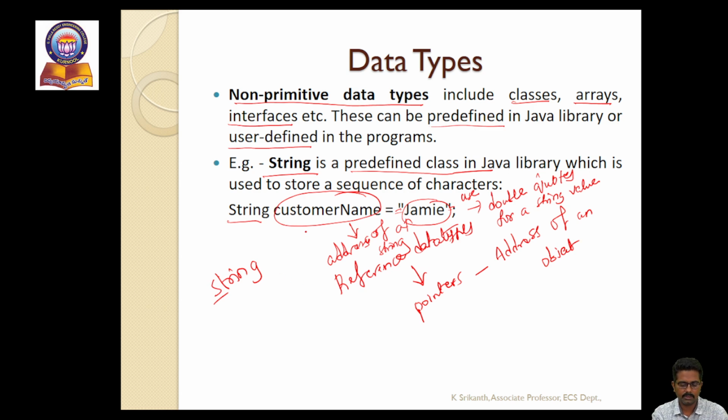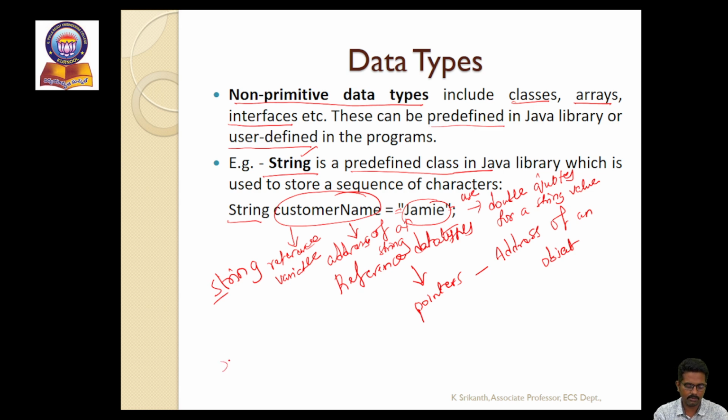And this customer name, we call it a reference variable, or we can say a pointer variable, which can store the address of a string. Hope it is clear to you. So a non-primitive data type represents classes, arrays or interfaces. It can be predefined or user defined. One of the predefined non-primitive data types is the string class, where we can work with strings, immutable strings.